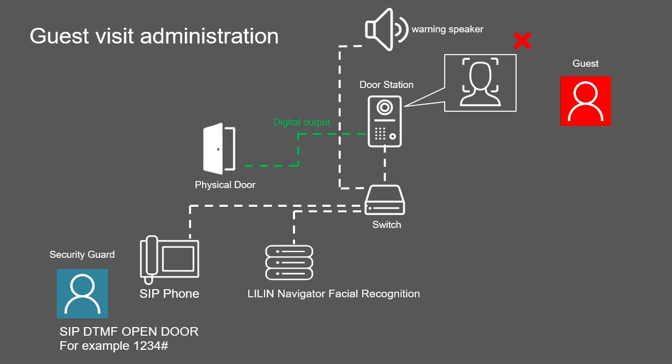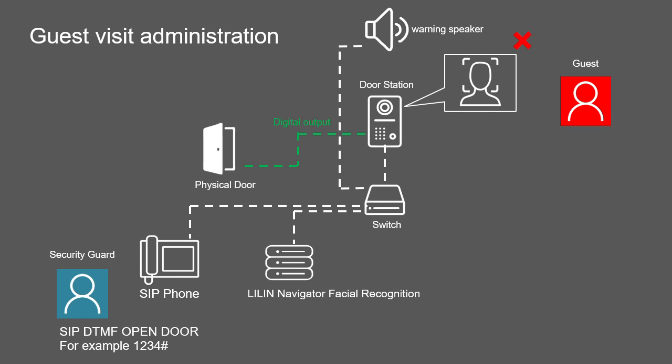Our door station is a multi-purpose camera. Not only does it have video, it has a built-in speaker and microphone, so I can have two-way communication between the security guard and the guest. After the identity is verified, I can use some combination on the SIP phone to open the door for the guy. So we can do what we call guest visit administration.